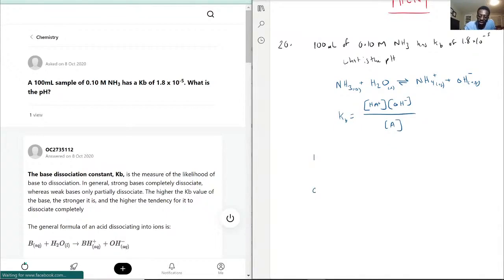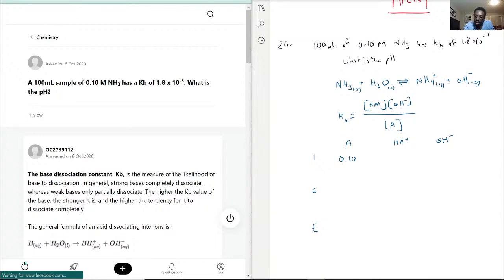Initial, change, equilibrium. And we have the wrong one. HA plus, let me put it closer, and OH minus, okay? So it says 100 mL of 0.10 moles per liter. We actually only need the concentration because you see here the Kb formula only uses concentration. So because of that, we only need that 0.10, okay?